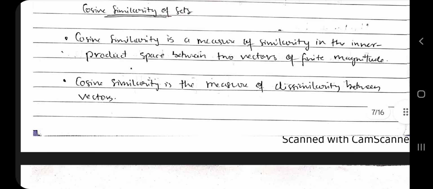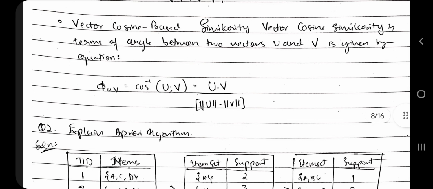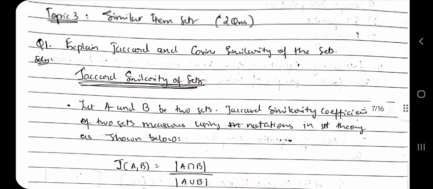In the same way we have the cosine similarity as well. The dissimilarity can also be measured. Just the formula differs here: u dot v divided by the magnitude of u times the magnitude of v. For the vector-based one, the angle is the cos inverse of that. So that's all there is in Jaccard and cosine similarity.